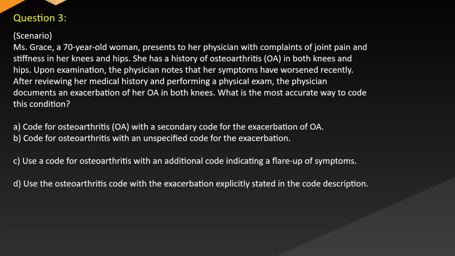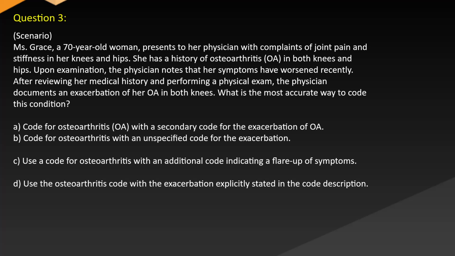Question 3. Scenario: Ms. Grace, a 70-year-old woman, presents to her physician with complaints of joint pain and stiffness in her knees and hips. She has a history of osteoarthritis (OA) in both knees and hips. Upon examination, the physician notes that her symptoms have worsened recently. After reviewing her medical history and performing a physical exam, the physician documents an exacerbation of her OA in both knees. What is the most accurate way to code this condition?